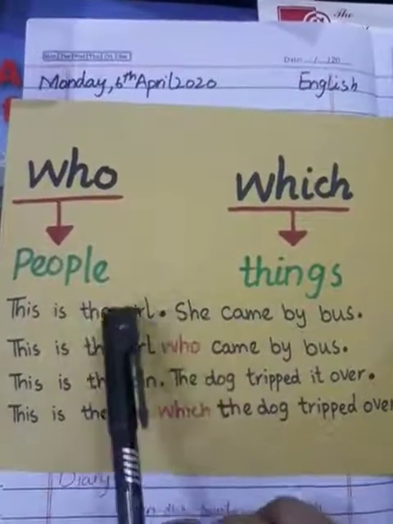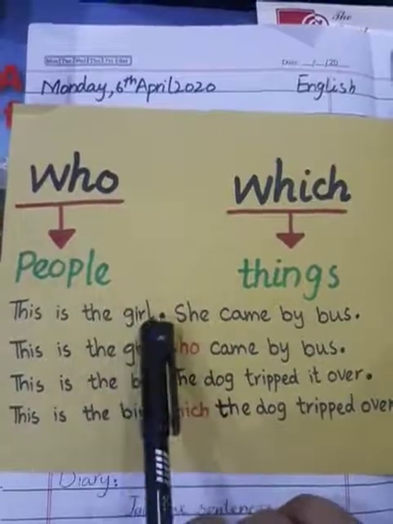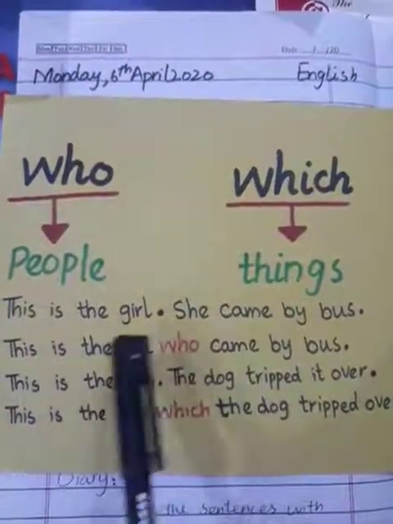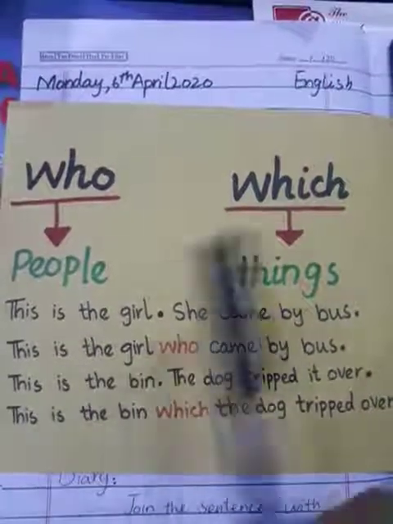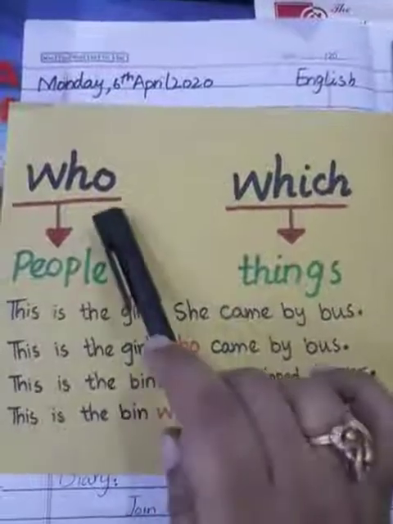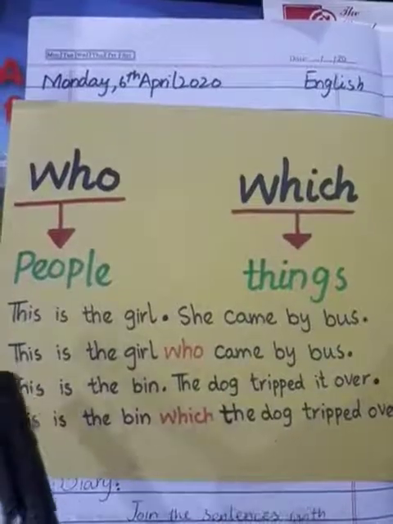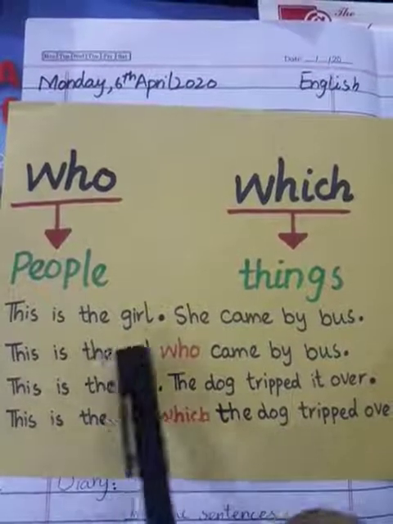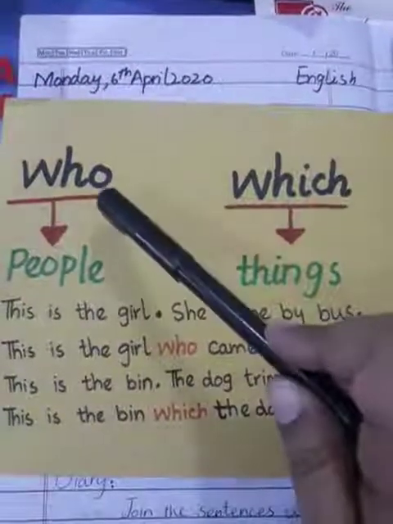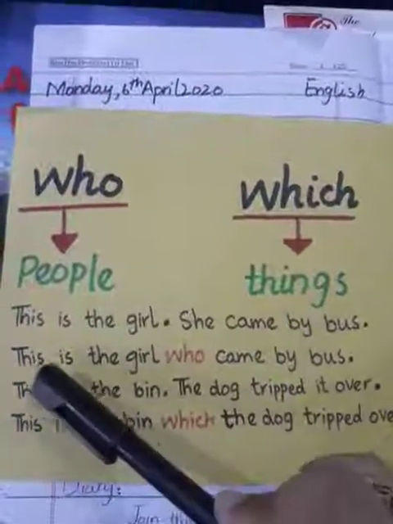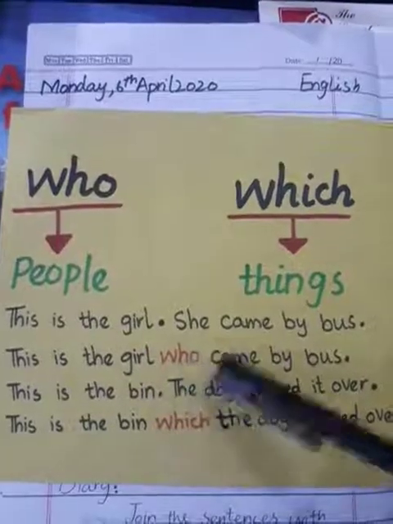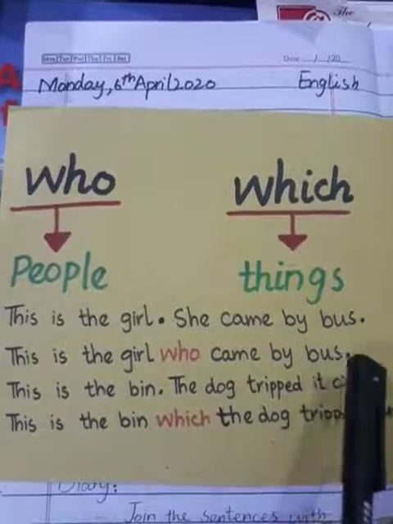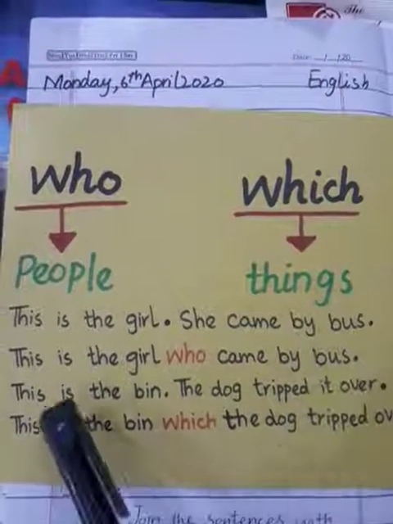These are two sentences. This is the girl. She came by bus. You can see these two sentences. We need to join these two sentences by using the appropriate word, who or which. So let's start. This is the girl. Girl is a person, so we will preferably use who, not which. This is the girl who came by bus. And we will put a full stop at the end of the sentence.